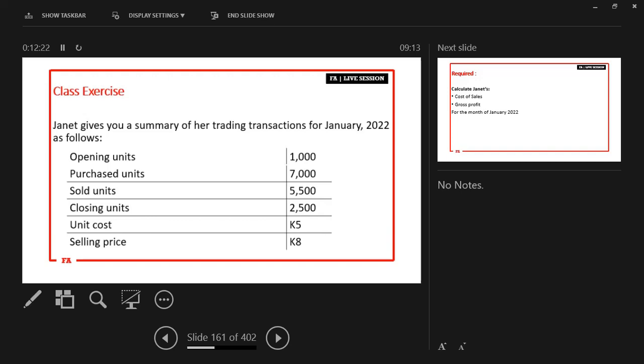Okay, proceed. What else do you have? What is the unit cost? 5 kwacha. Selling price. Can you see that? What profits are you making on each unit? I'm just preparing your mind. On each unit that you sell, how much profit are you making? 3 kwacha.